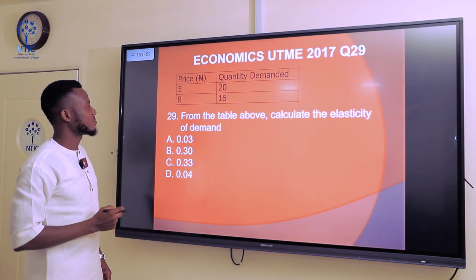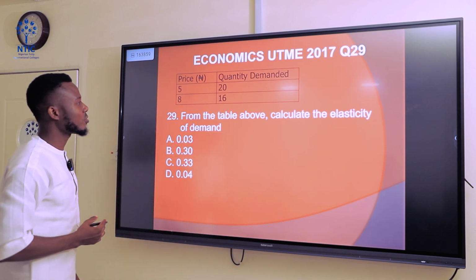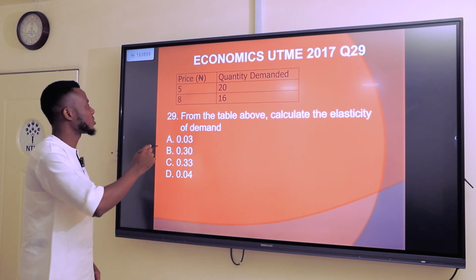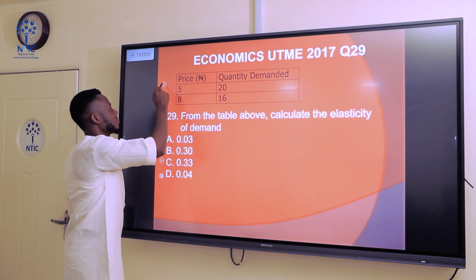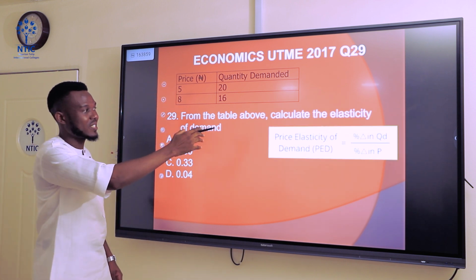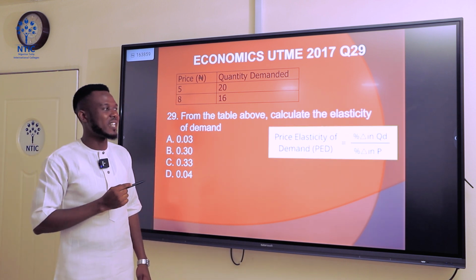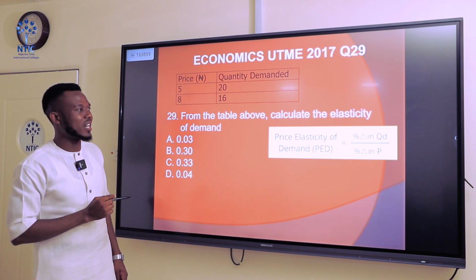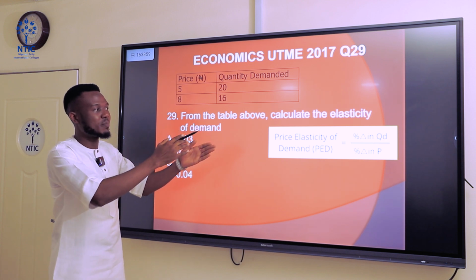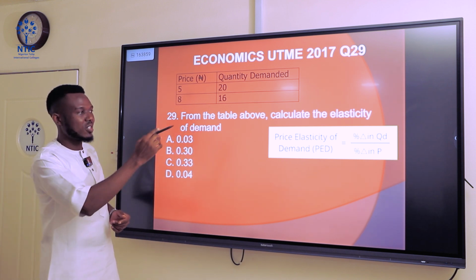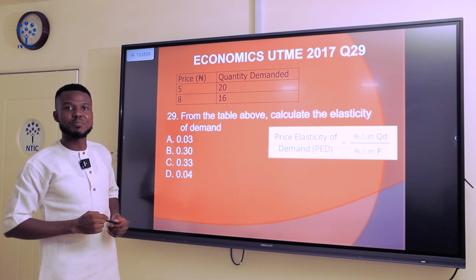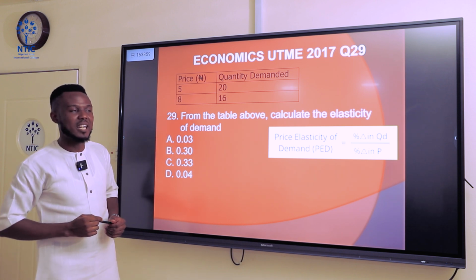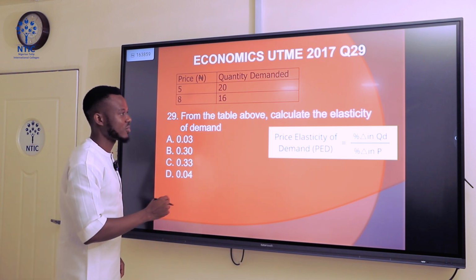Question 29. From the table above, calculate the elasticity of demand. First, we need to remember our formula for elasticity of demand, which is given as the percentage change in quantity demanded as a result of the percentage change in price. We will first determine the percentage change in quantity demanded, also determine the percentage change in price, and then substitute their answers into the equation to get our final answer.